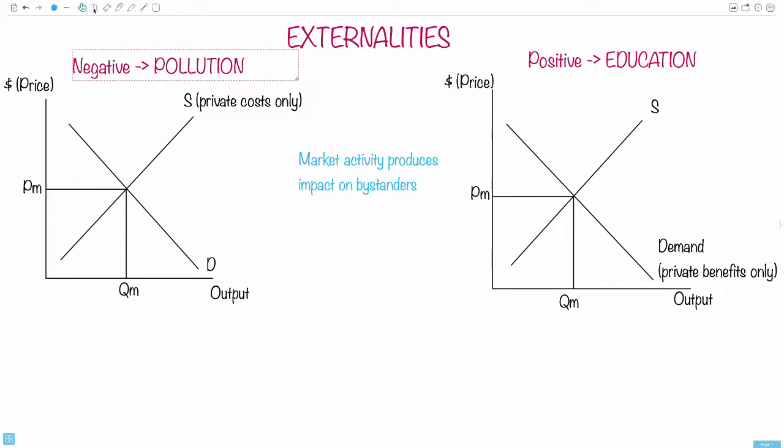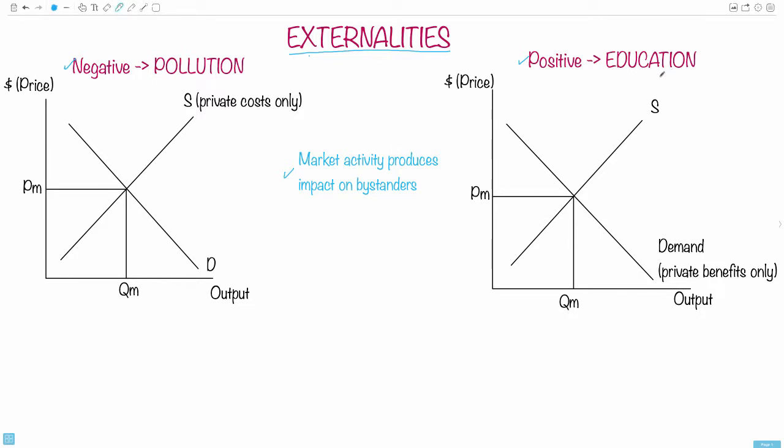As you remember from your textbook and the lecture, externalities take place or originate when market activity produces an impact on bystanders. And when the impact is negative, of course, you have a negative externality like pollution. And when the impact is positive, you have a positive externality like education.